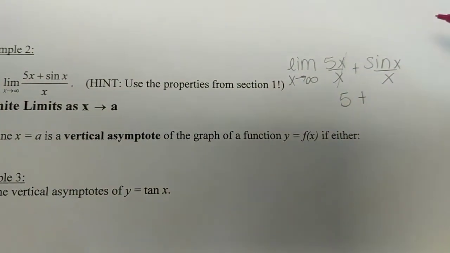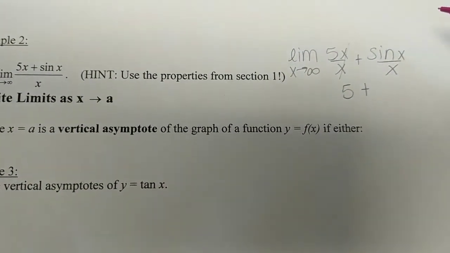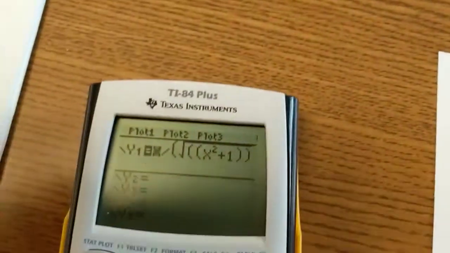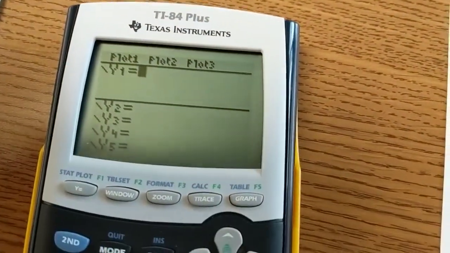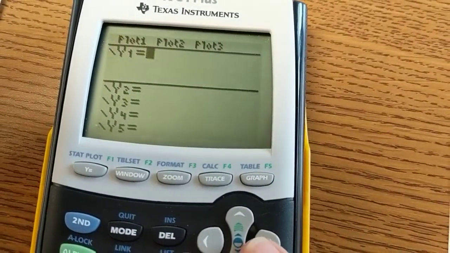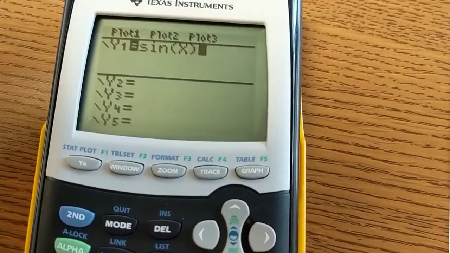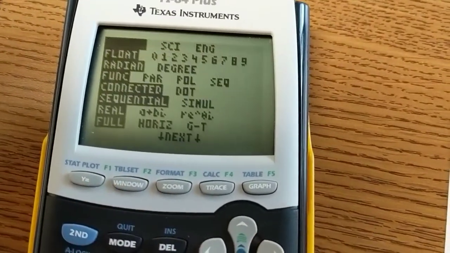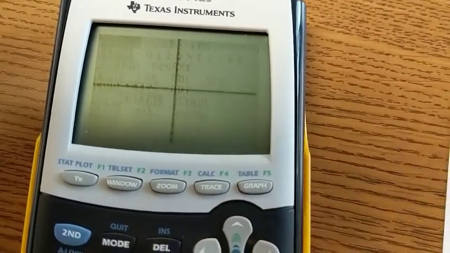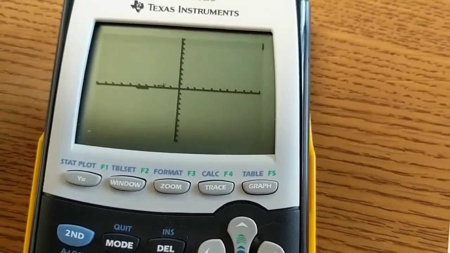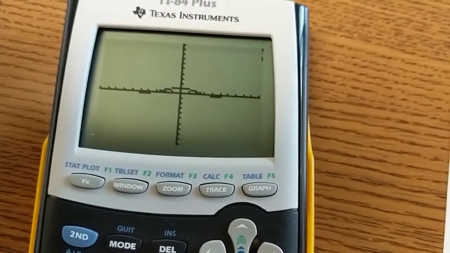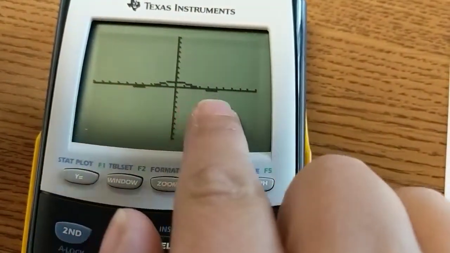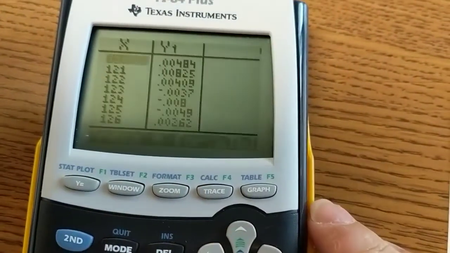And sine of x over x, I don't really know what that one does, so I have to look at my calculator. So I'm going to go ahead and graph it and do sine of x over x. And please make sure you are in radian mode always. And then when I graph that, I want to know what's happening as x goes to infinity, and I can see it kind of did one of these weird little doohickeys here.